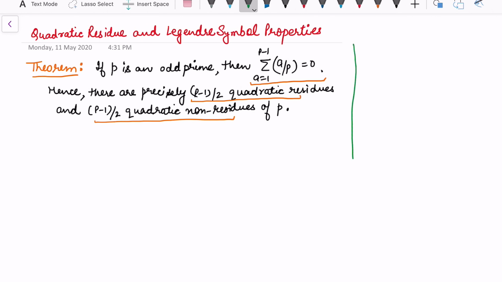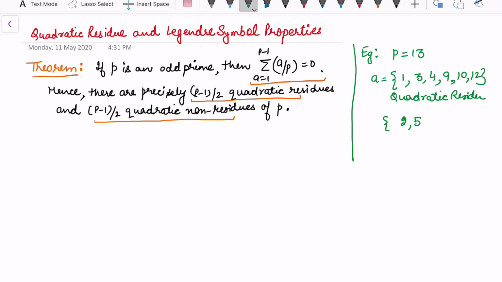We can see this in an example also. Let me consider an example here. Let us take P equal to 13. In my last video we have seen which are the quadratic residues for 13, and in that case I have considered A as 1, 3, 4, 9, 10 and 12. Now these are quadratic residues, and quadratic non-residues of 13 are 2, 5, 6, 7, 8 and 11. These are quadratic non-residues. So now let us see if I want to verify this theorem.